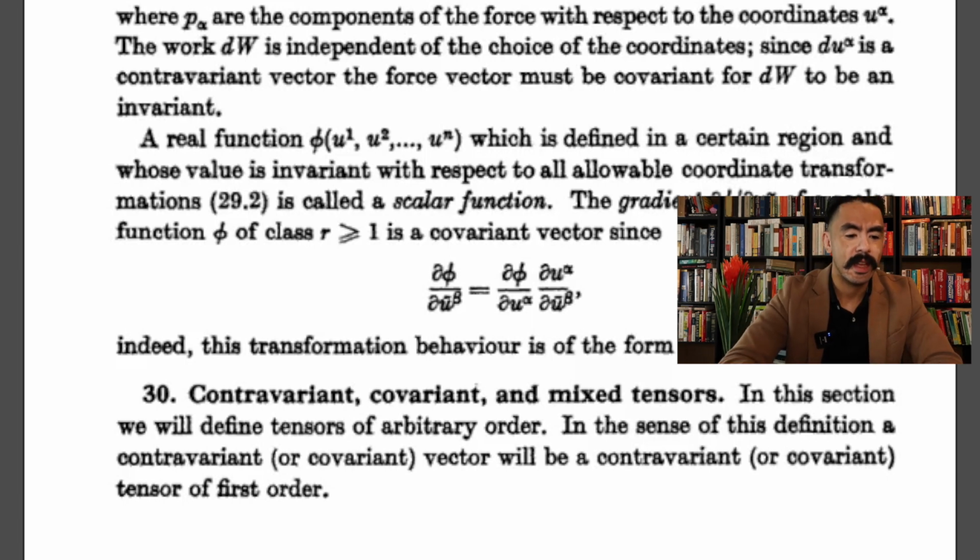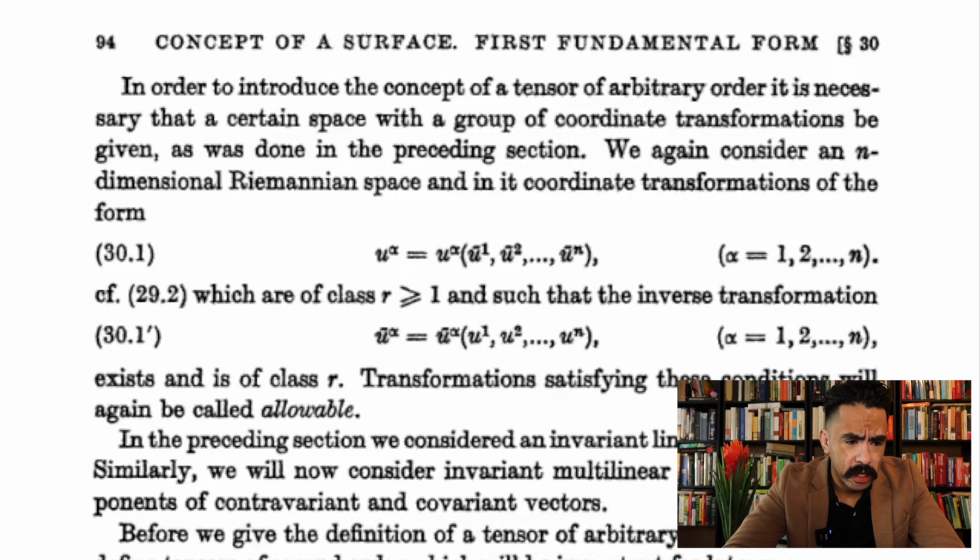What do you know? In this section, we will define tensors of arbitrary order. In the sense of this definition, a contravariant or covariant vector will be a contravariant or covariant tensor of first order. In order to introduce the concept of a tensor of arbitrary order, it is necessary that a certain space with a group of coordinate transformations be given, as was done in the preceding section. We again consider an n-dimensional Riemannian space, and in it, coordinate transformations of the form u alpha equal to the function u alpha of u over bar 1, etc. through u over bar n, where alpha can be 1 through n.